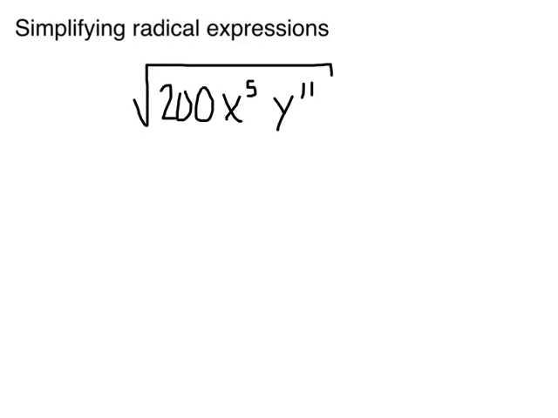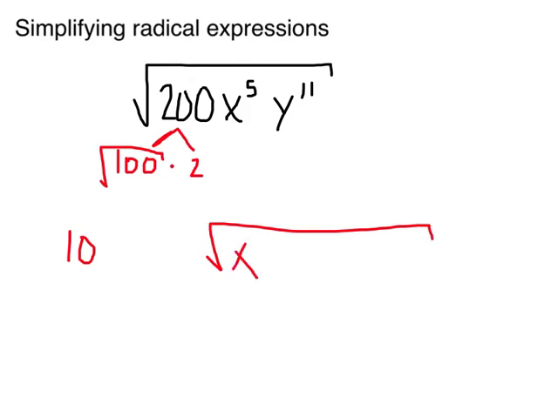And I want to write these as perfect squares, or as simplified as I can, by looking for perfect squares to pull out. If I look at the 200, does 200 have a multiple that is also a perfect square? Yes, it has 100 times 2. So because I can take the square root of 100 evenly, that would be 10. The 2 I cannot, so it has to stay inside my square root.